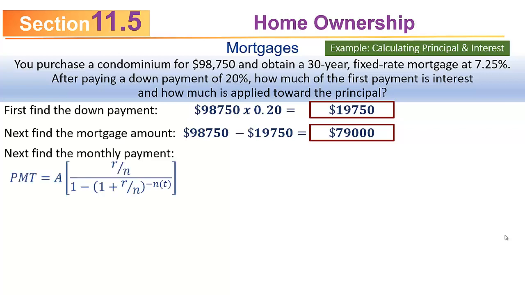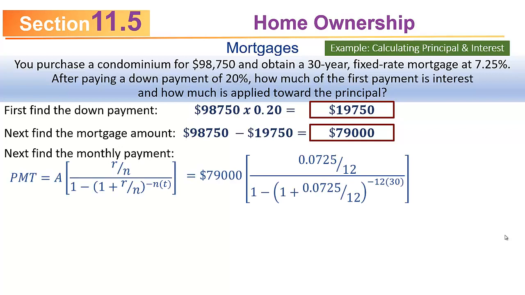Now we're ready to find the monthly payment using the formula that we've been using. Plug in all the numbers. The mortgage amount is the $79,000. The interest rate is 7.25%, which is 0.0725. These are all monthly payments, so N is going to be 12. This is a 30-year fixed rate mortgage, so T is 30.